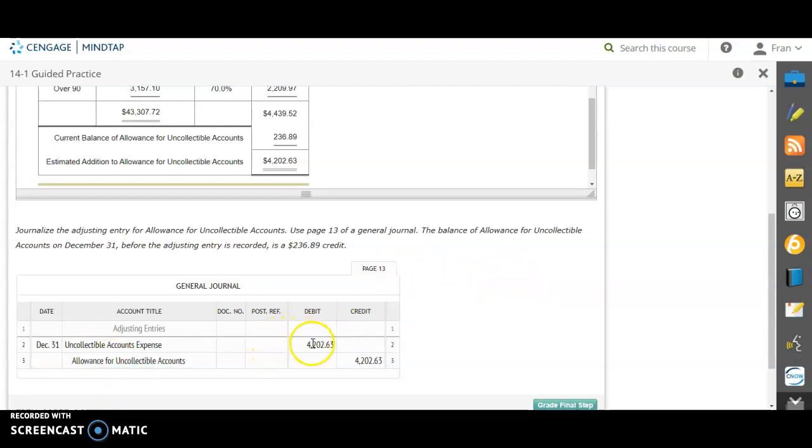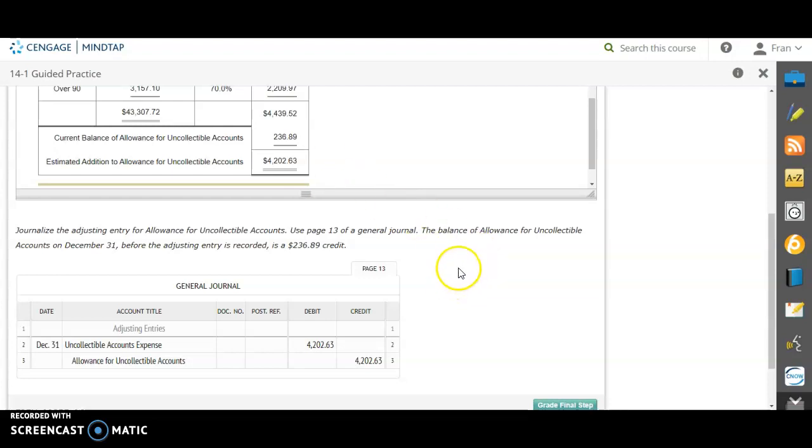Why are we using this amount and not that amount? Well, the reason why is we've already allowed for that $236.89 in our uncollectible accounts. So we need to make sure that we're not including it again. Think about it. If that's already in our allowance, it's already been accounted, just like this is being accounted this month for the uncollectible accounts expense. So that's why we have to subtract that out.